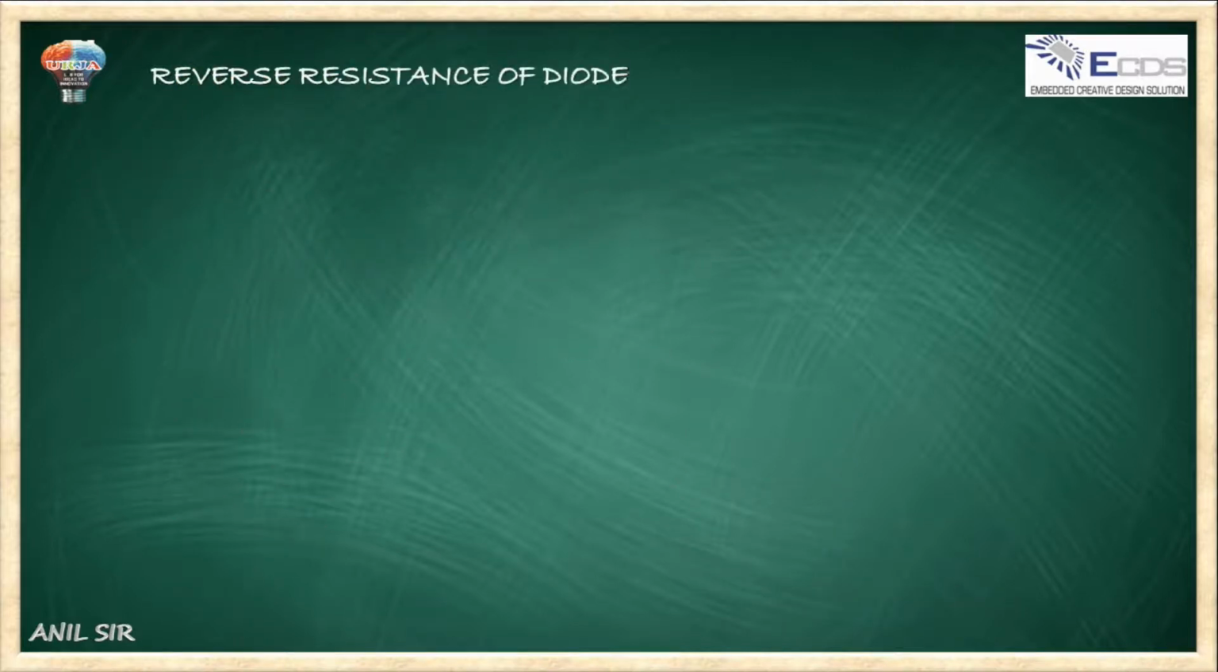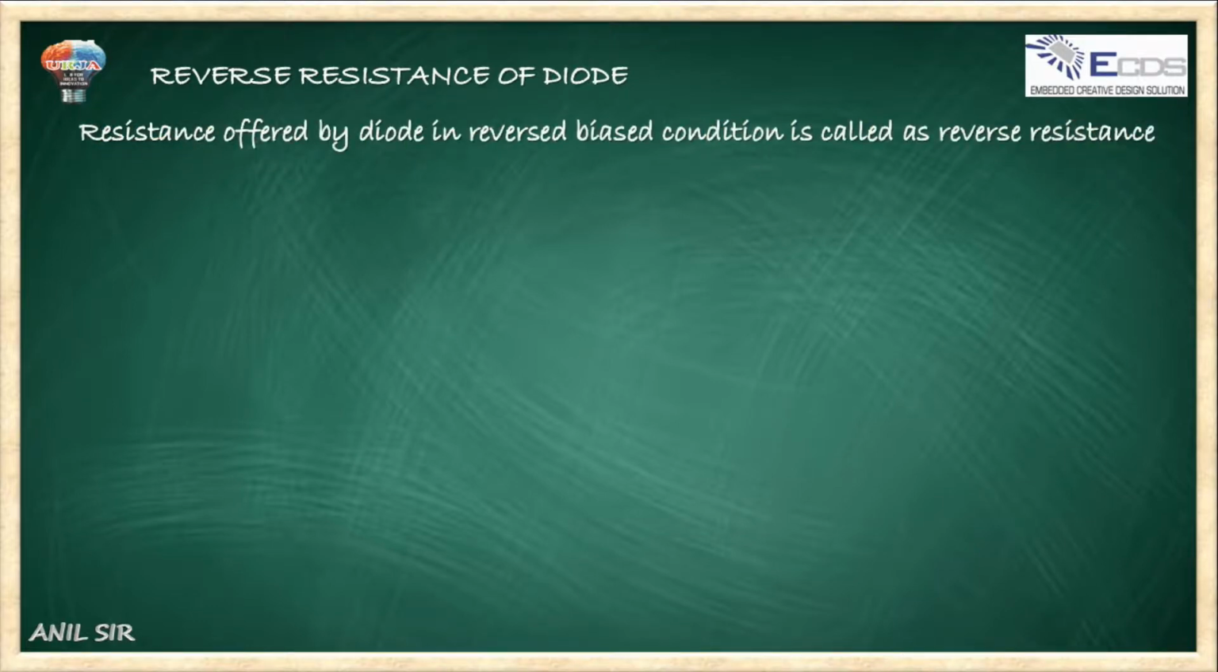Then reverse resistance of a diode. Same as before, there are again two types. Resistance offered by the diode in a reverse bias condition is called reverse resistance. When the diode acts in reverse bias, the resistance offered by that diode is called reverse resistance. The resistance we saw in forward bias, when the diode is forward biased, we call forward resistance. When the diode is in reverse bias, that is called reverse resistance. There are two types of reverse resistance.